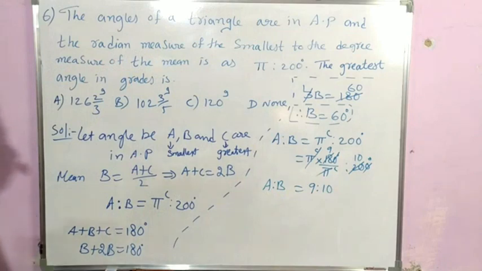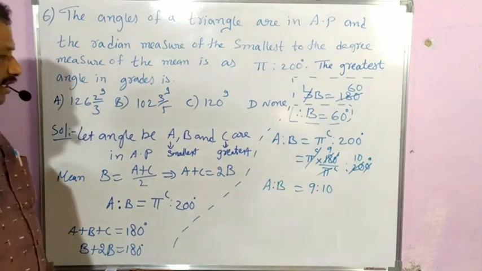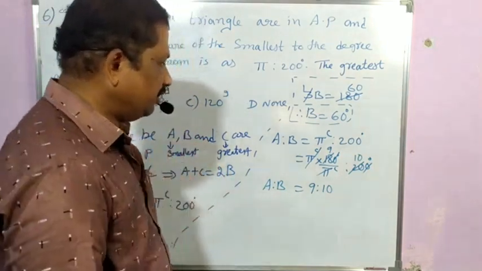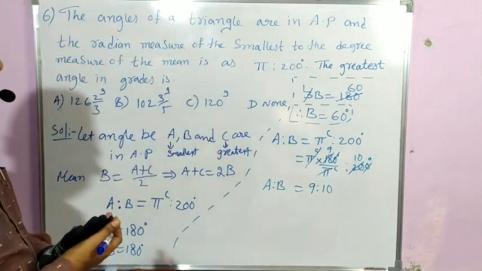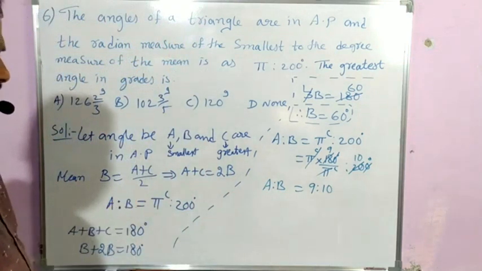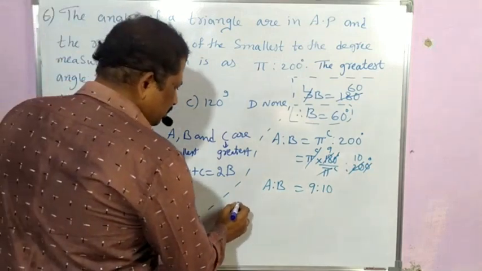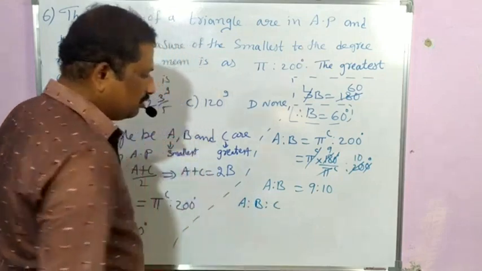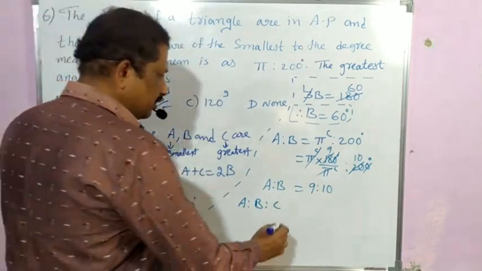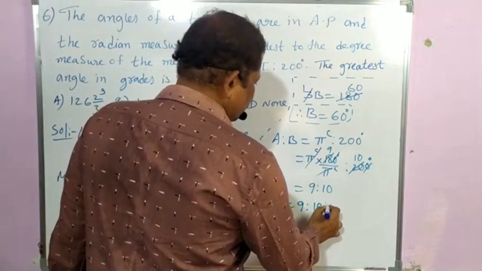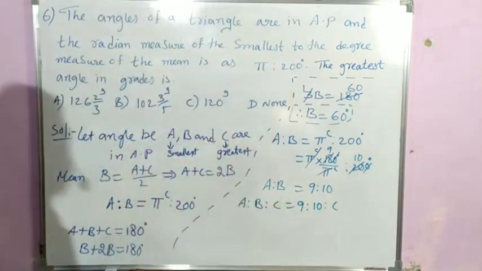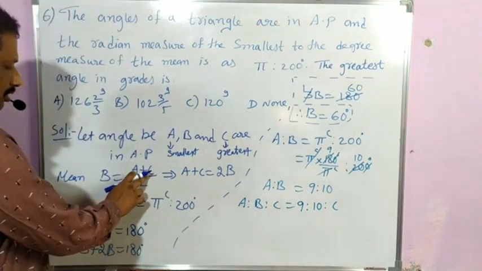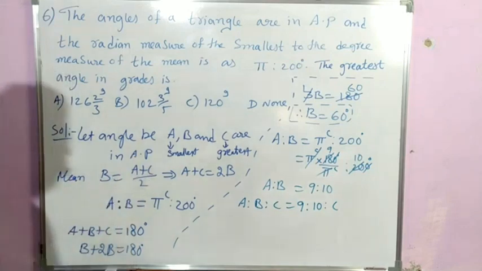Okay. Now, if you see the ratio, the A and B ratio is 9 is to 10. So what about the C ratio in it? Some of the three angles ratio we will take. So A is to B is to C, we don't know C, so keep it like that. So that is 9 is to 10 is to C. Okay. So now from this we take B is equal to (A plus C) by 2.